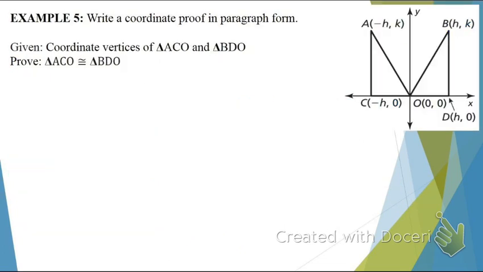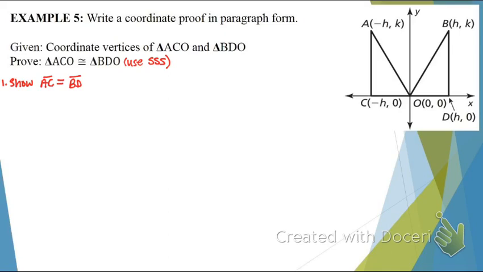So we want to do a similar thing in this problem. We're trying to prove that two triangles are congruent. We're going to be using SSS, and one at a time we're going to find the lengths of these sides and then conclude that if all three lengths are congruent, we've proved congruency. So first let's show that AC is congruent to BD.